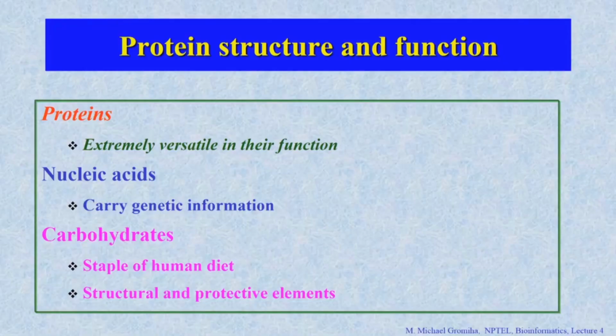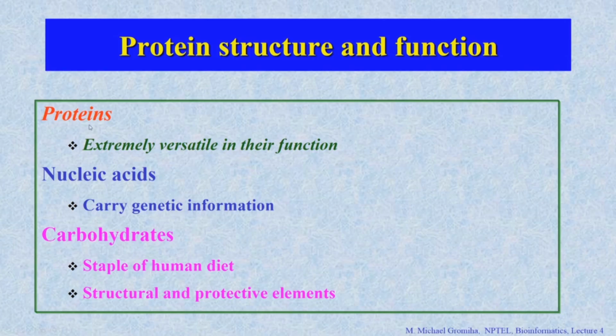If you look at the biological macromolecules, they are classified into three major groups. What are the three major biological macromolecules? Proteins, nucleic acids and carbohydrates. Nucleic acids, which we discussed in the previous classes, carry genetic information. Carbohydrates are a staple of the human diet in the form of glucose or fructose, and also serve as structural, protective elements, depending upon the linkage, such as cellulose and so on.